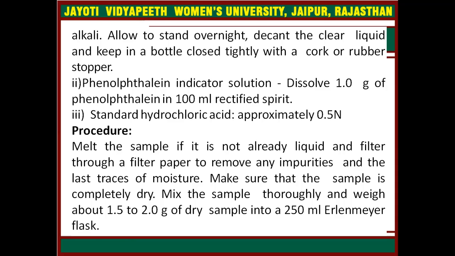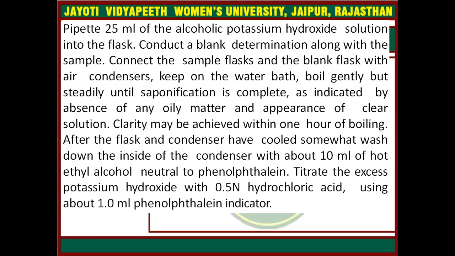Mix the sample thoroughly and weigh about 1.5 to 2 gram of dry sample into a 250 ml flask. Pipette 25 ml of alcoholic potassium hydroxide solution into the flask. Conduct a blank determination along with the sample. Connect the sample flask and the blank flask with air condensers. Keep them on the water bath.